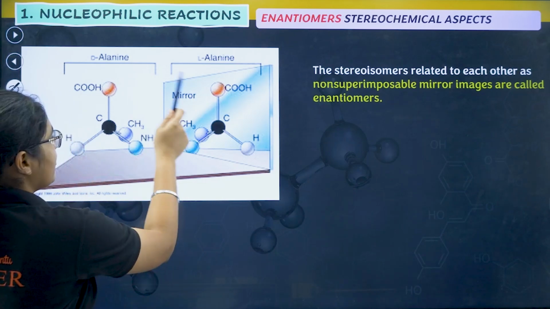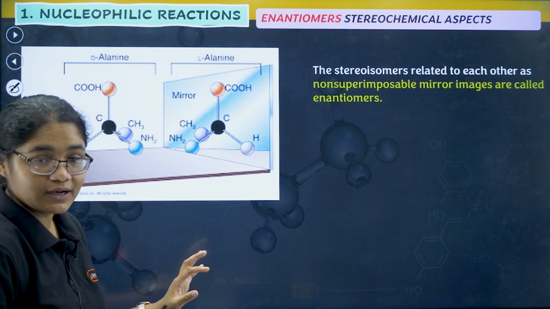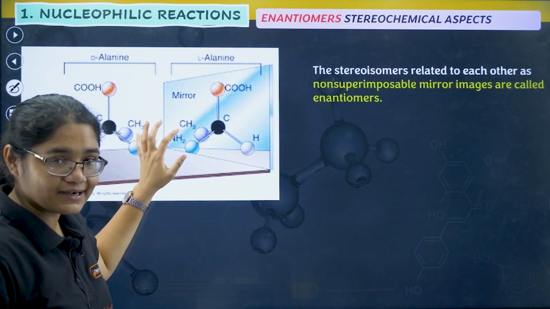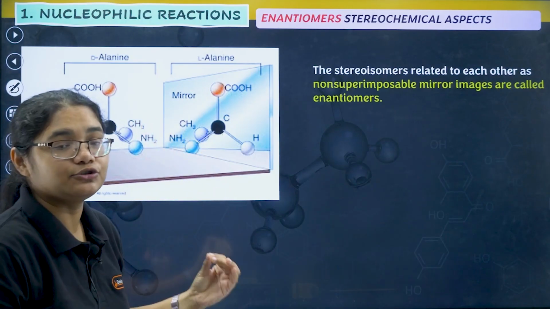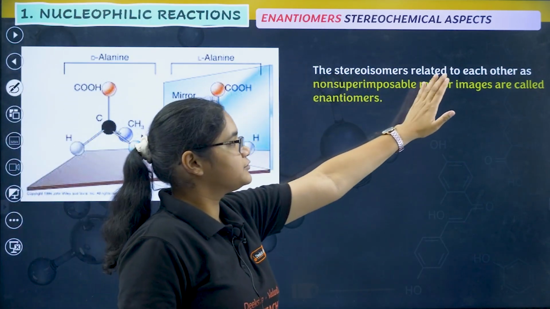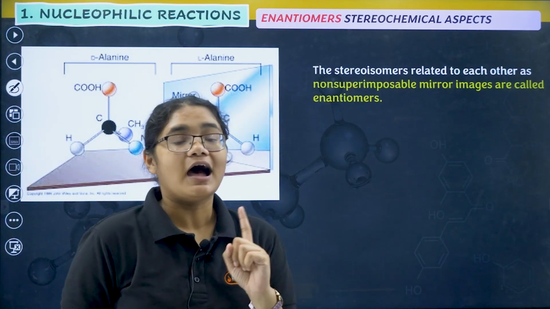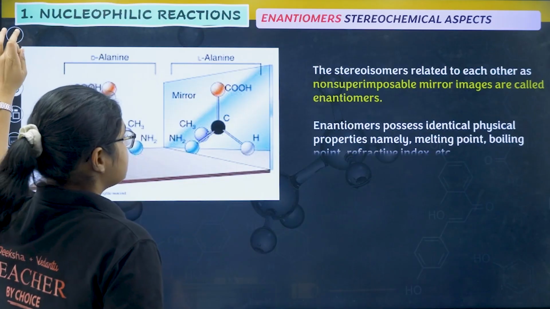Now when I draw its mirror image, this mirror image is not superimposable on this one, and it also has 4 different groups. So these compounds are optically active. That is clear. Now this pair together will be called enantiomers. The stereoisomers related to each other as non-superimposable mirror images are called enantiomers. Clear? Now let's move to the next thing.